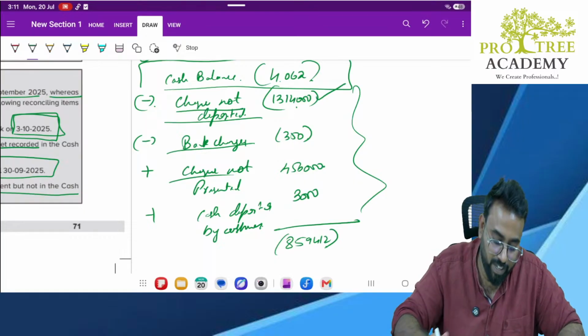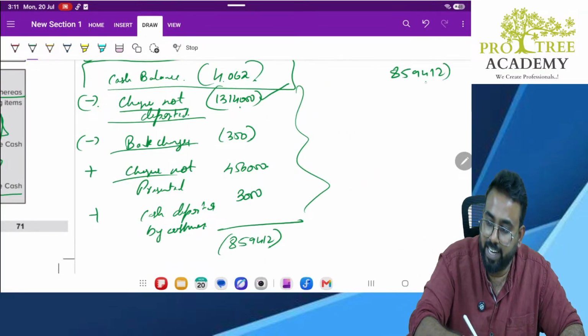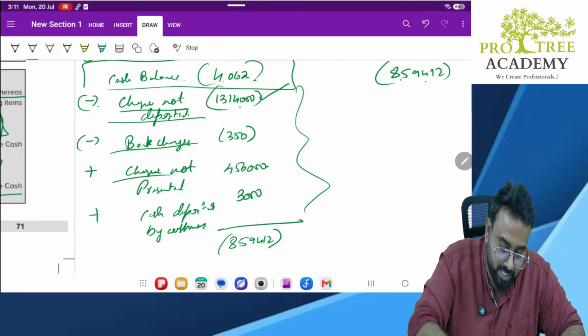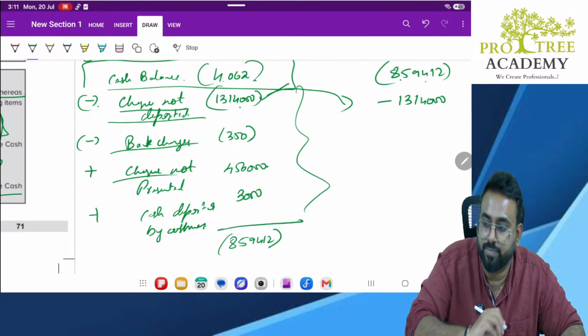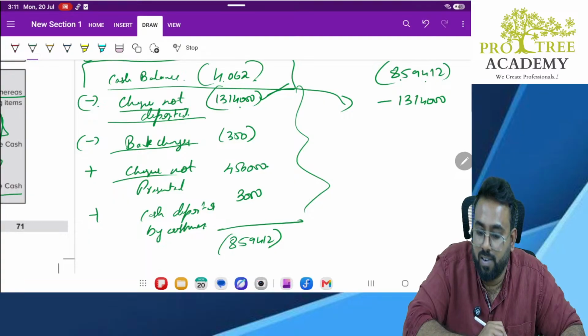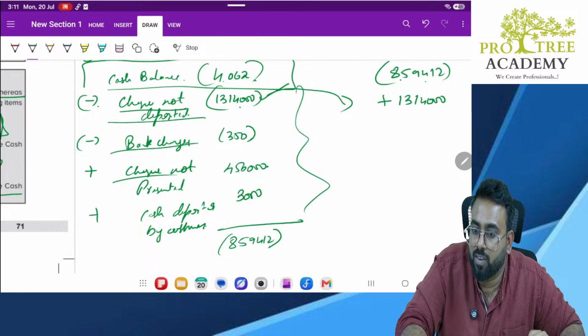Understanding everybody? Now if I start from bank, how will I look? Same, sir, 859,412. I'll write it in minus. This thing is exactly opposite. Minus 13,14,000, sorry, plus. Not minus, opposite, correct?